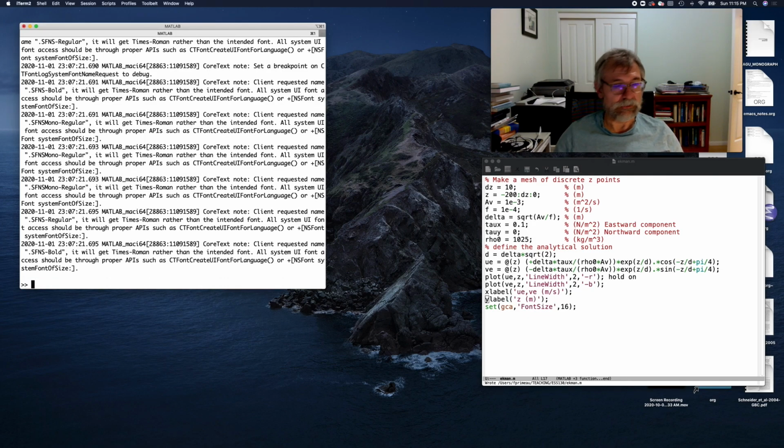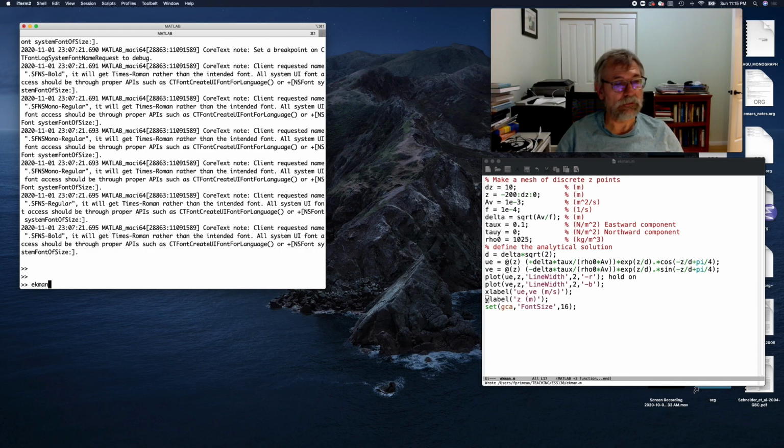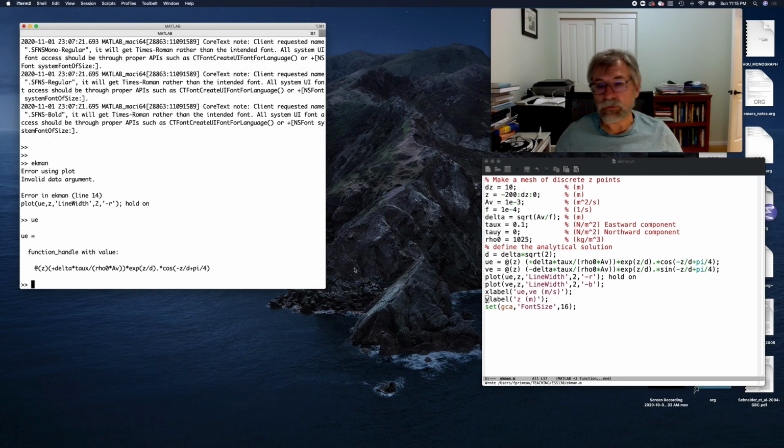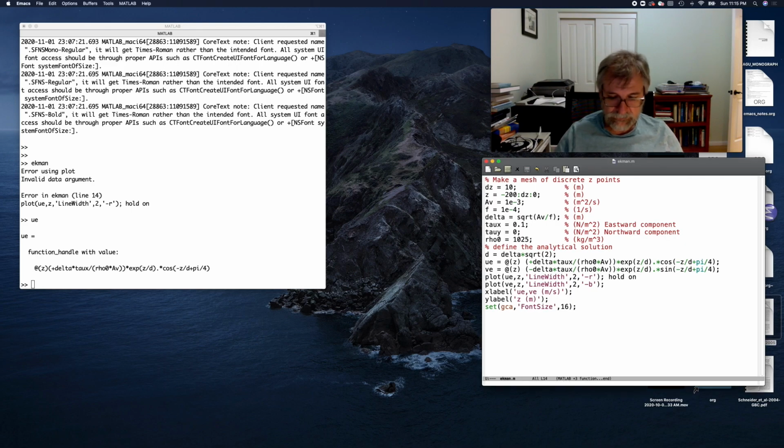Let's try it. Okay, so let's run an Ekman. Invalid arguments. Oh yeah, I have to define what UE is, right? So I have to call UE and evaluate it at the z points. These two lines over here define U, E, and V as functions, and then I have to evaluate them at the z points that I defined on the mesh.